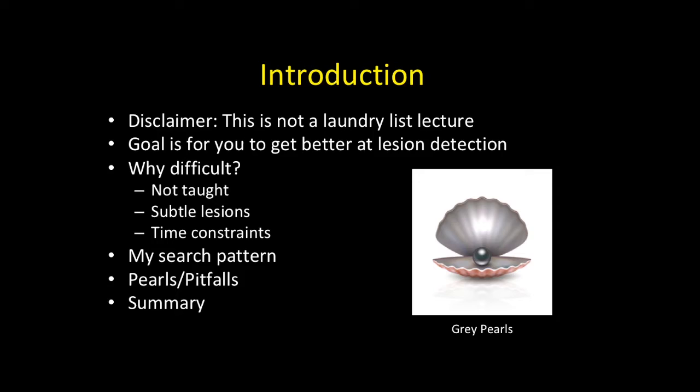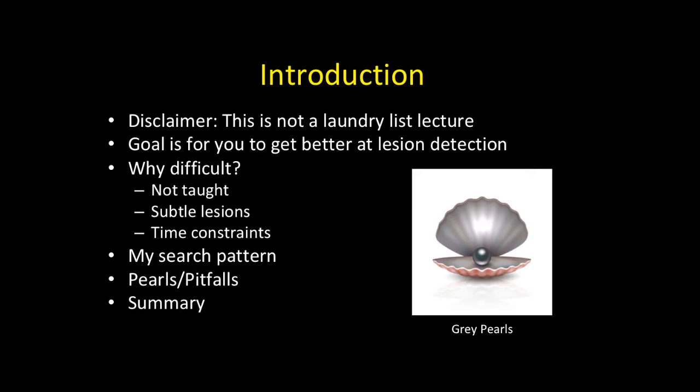So, disclaimer up front, this is not a laundry list lecture of lesions that cause seizure. The goal of this lecture is for you to get better at finding these subtle lesions. Now, why is this difficult? Well, seizure search pattern for MRI is not routinely taught at the workstation. Like I said before, these lesions can be subtle, and also we have time constraints. In busy academic practices or even in private practices, you can't spend a half hour with each case, although we'd like to. You probably only have like 8-10 minutes.